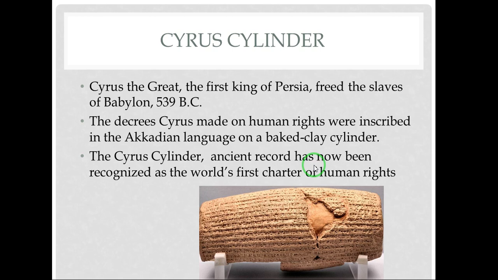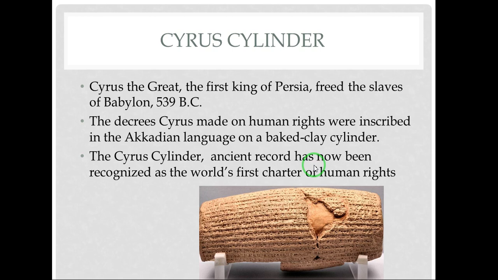The Cyrus Cylinder, one of the ancient records related to human rights, is very widely recognized all over the world. So Cyrus, the first king of Persia, freed the slaves of Babylon, and the decrees made by that king were inscribed on a clay cylinder that is known as the Cyrus Cylinder. So the Cyrus Cylinder is recognized as one of the ancient records related to human rights.